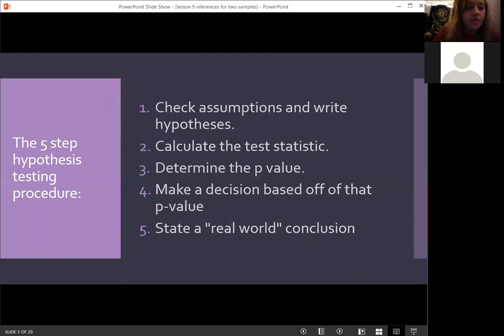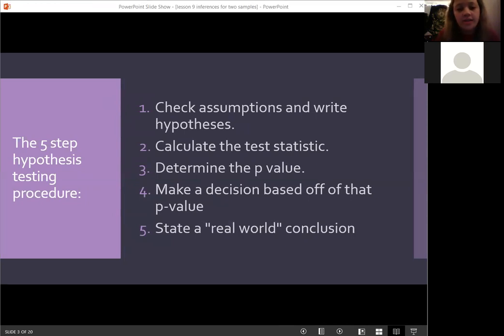Just as a review, our 5-step hypothesis testing procedure: remember, you have to check your assumptions and write hypotheses. And this is going to be different depending on if you have a proportion or a mean, so what the different assumptions are going to be, and also what symbols you're going to use in your hypotheses. So, are you going to use a P, are you going to use mu?